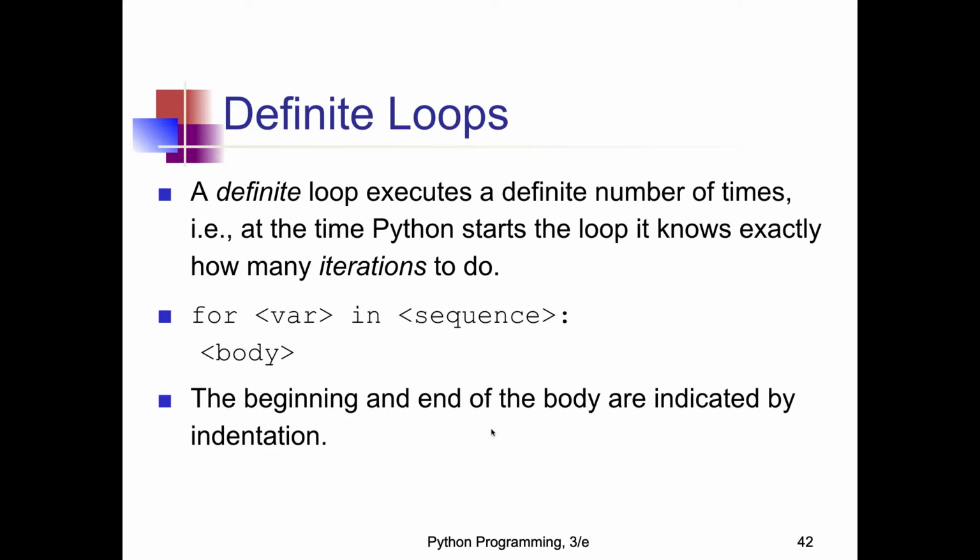So the beginning and end of the body are indicated by indentation. That's Python syntax, right? So anything that is indented after the for loop is the body of the loop.